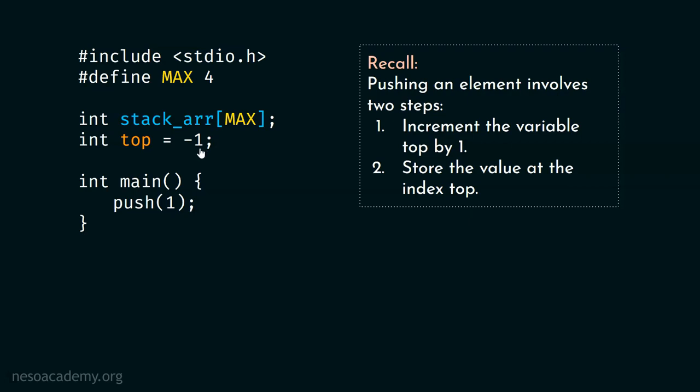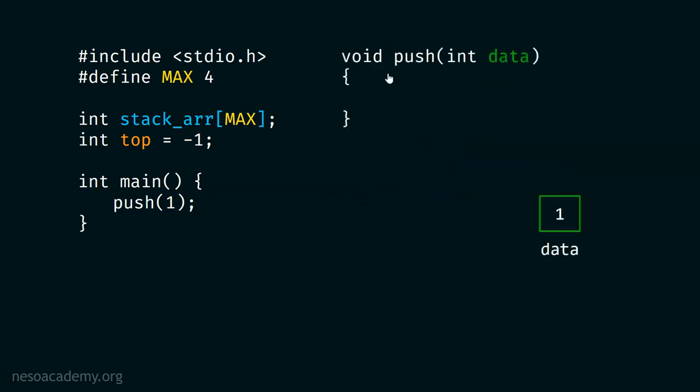-1 is not a valid index. It is important that we must increment the variable top by 1. Then after this, we can store the value at the index top. Simple. This is how the push function looks like.